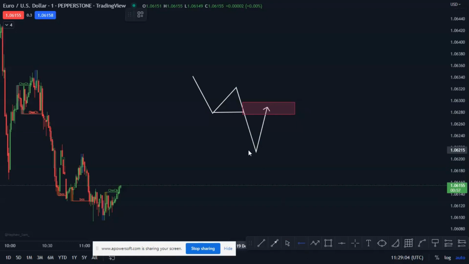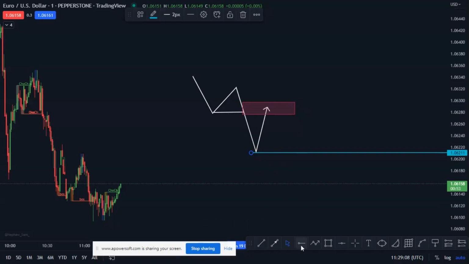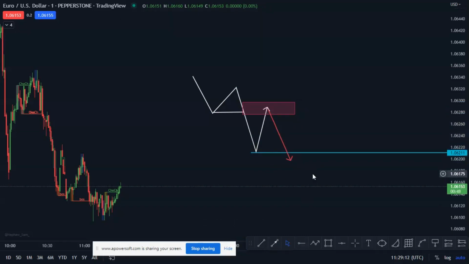Now what is my take profit? It is here. Much as I know we are proceeding down, at least here is what I would eye out for. So there's a point of interest up here and there's a point of interest down here. These become our points of interest.